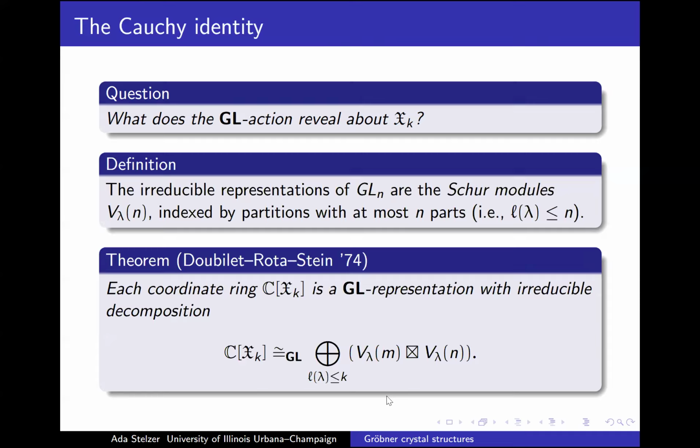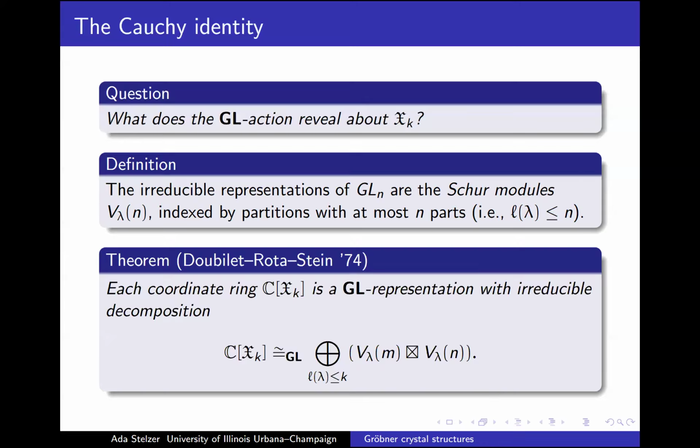You can see here we have the decomposition and it is multiplicity free. So every irreducible representation occurs exactly once. The irreducible representations of boldface GL are tensor products of Schur modules, one for each factor of GL. And the Schur modules that appear here are paired. They're indexed by the same partition. And the partitions that occur are exactly those that have at most k parts for whatever k is indexing our classical determinantal variety. So this is a very, very nice expression.